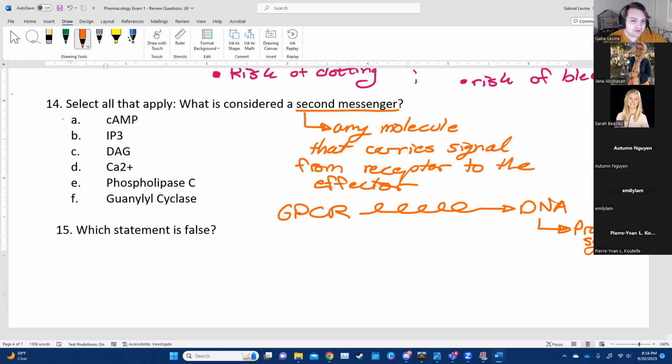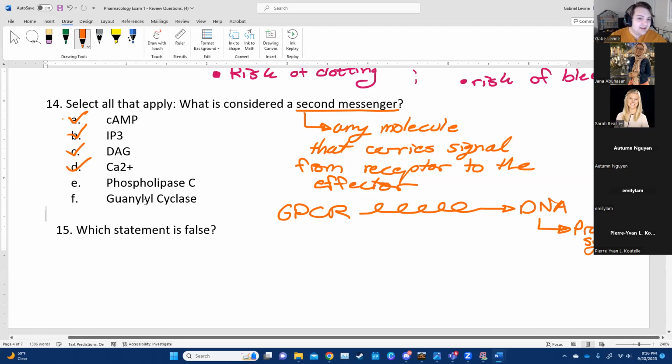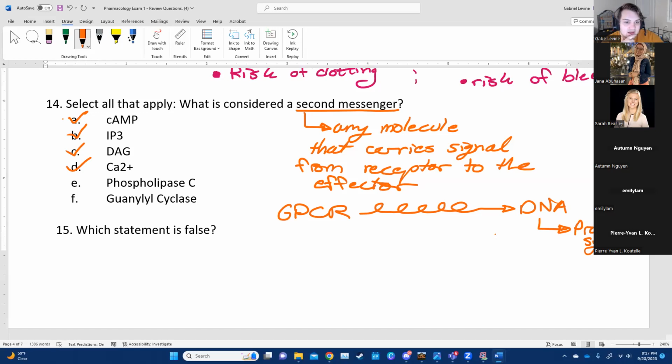So is cAMP a second messenger? Yes, of course it is. Same with IP3 and DAG. Both of these activate other enzymes, or they activate channels or other receptors. Same thing with calcium. Calcium combines with DAG to activate phospholipase C. So calcium is also a second messenger. It is part of the signal transduction.